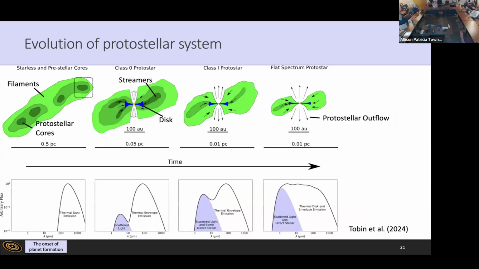So this is how it works. In the early stages, you mostly see the thermal emission from the envelope. And as the protostellar cores decrease in density, you can start to see more infrared emission from the disk. And then later on, the emission from the central protostar.